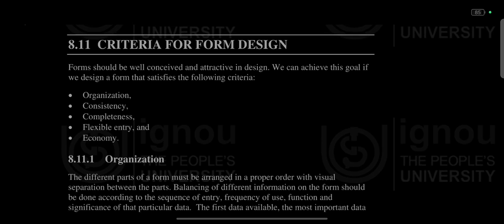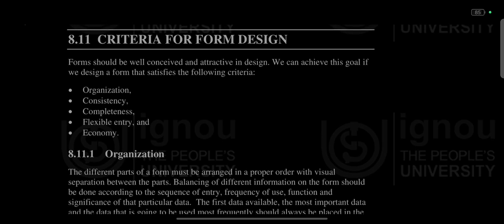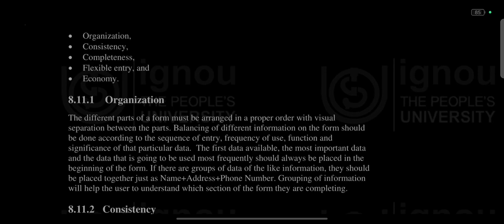Organization. The different parts of a form must be arranged in a proper order with visual separation between the parts. Balancing of different information on the form should be done according to the sequence of entry, frequency of use, function, and significance of that particular data.